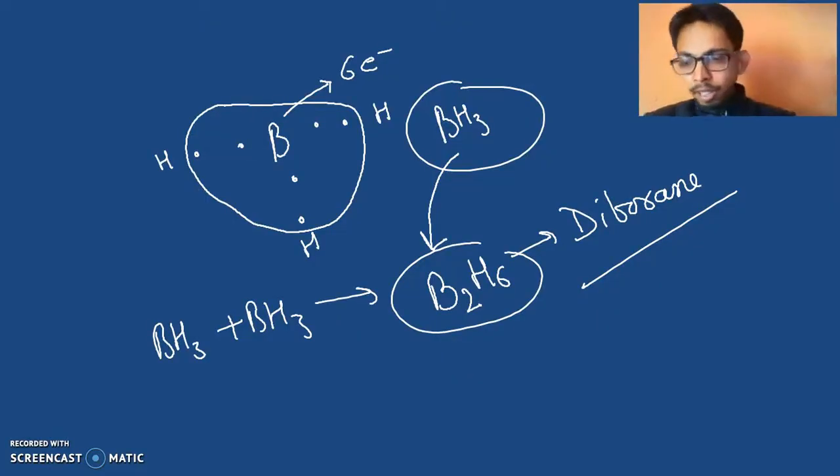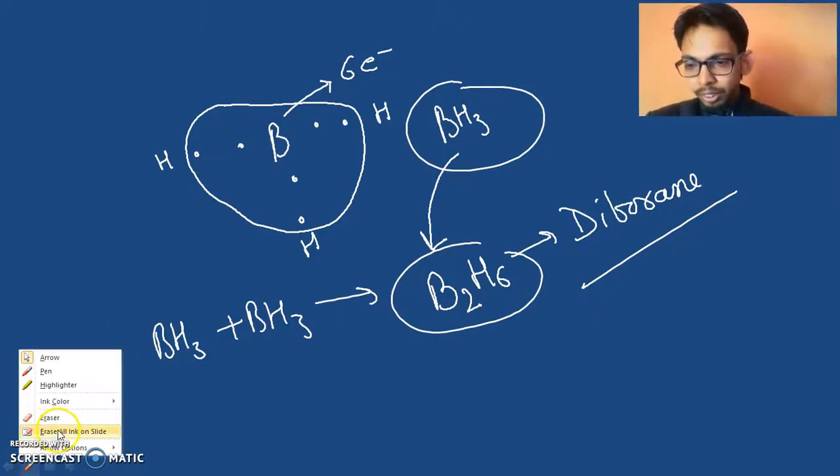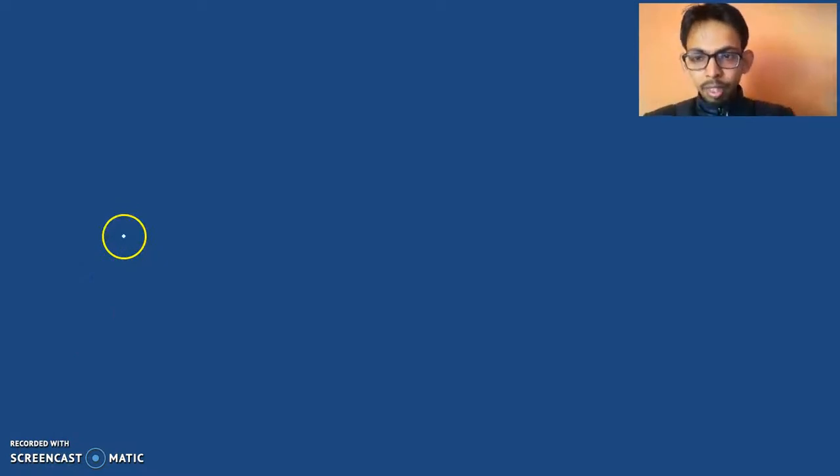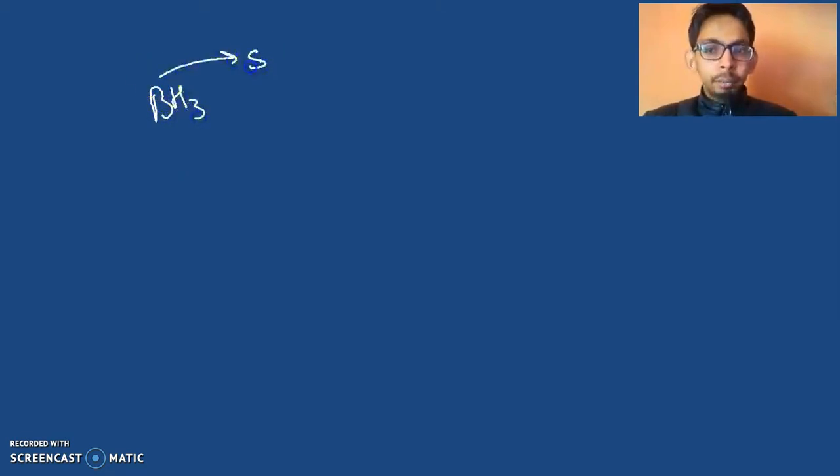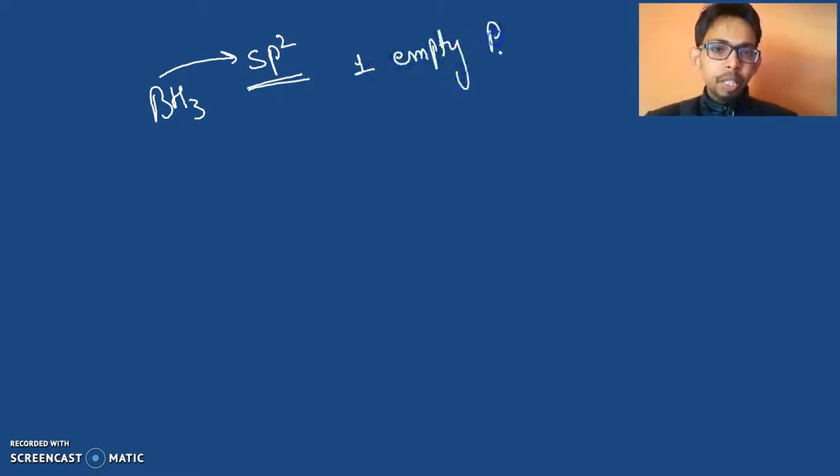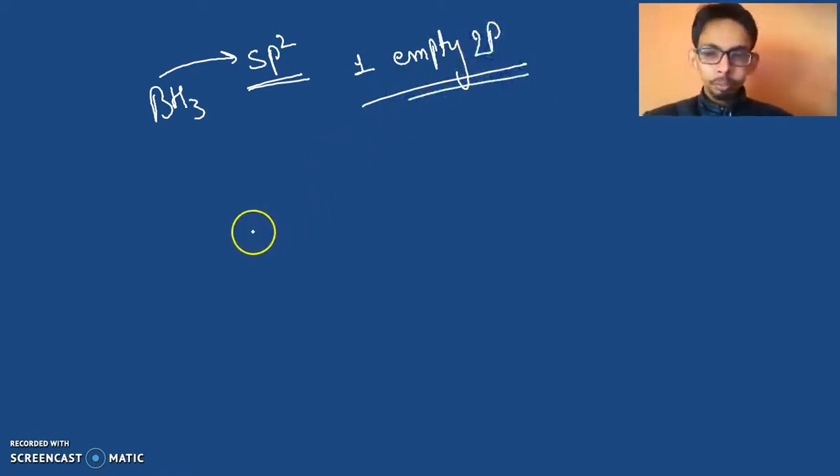In BH3, boron is sp2 hybridized. That means there are 3 p orbitals, only 2 are used. That means there is one empty p orbital, or more accurately one empty 2p orbital present on boron.